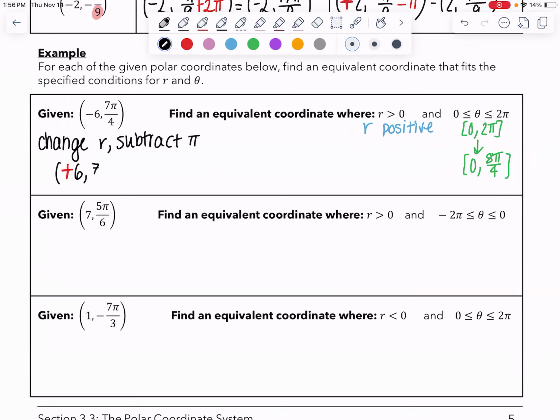And then 7 pi over 4 minus pi. I have positive 6 for the radius. 7 pi minus 4 pi is 3 pi over 4. 3 pi over 4 fits within our range. So there we go. That's our answer. Not bad, right?